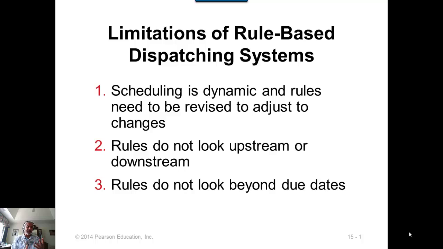For example, your text discusses this: you have two different orders and they both have the same due date. And if there is a capacity crunch, you don't have enough capacity to do both the jobs and complete them both at the same due date. So which one of these two should get priority? If you look at the rules, they will arbitrarily choose one of the two.